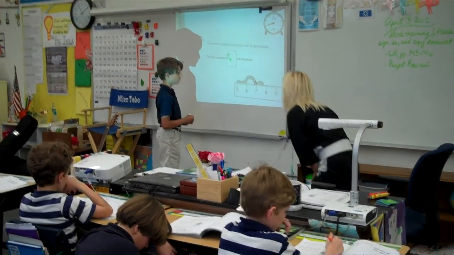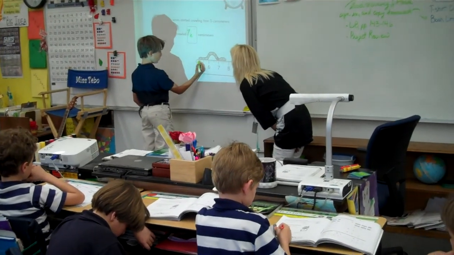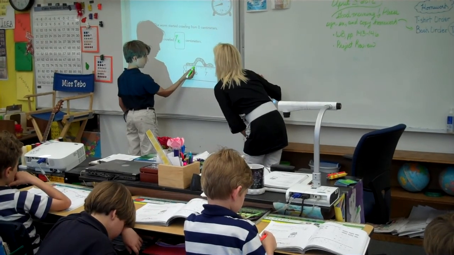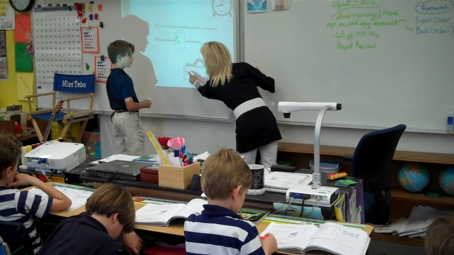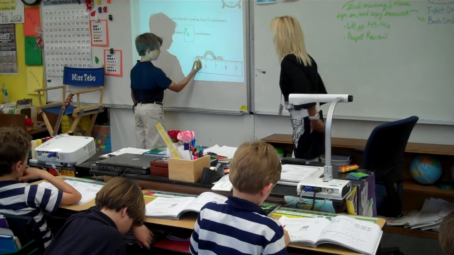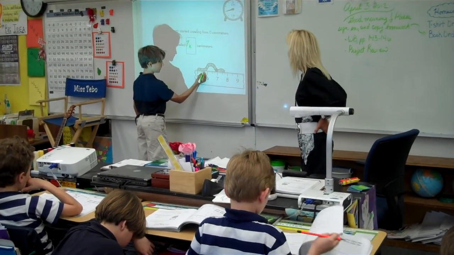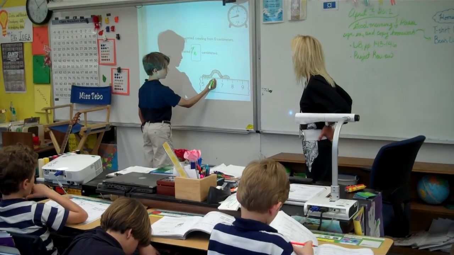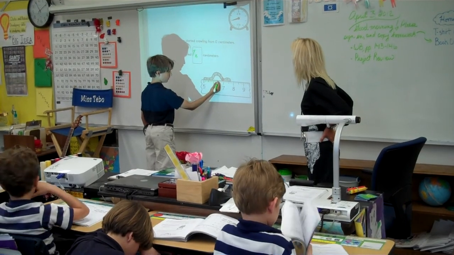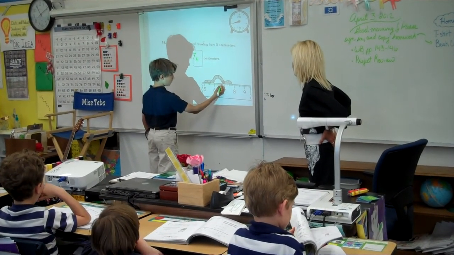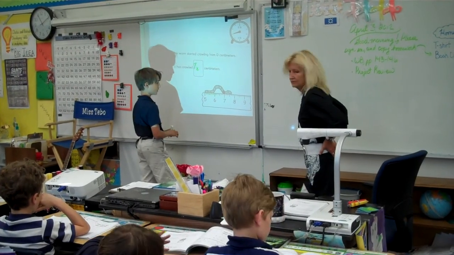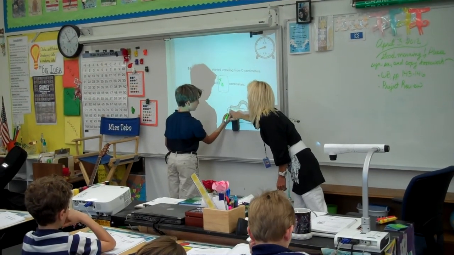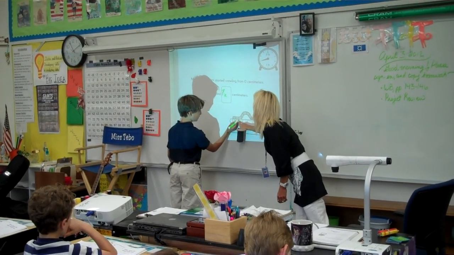12? You count 12? Show me. 1, 2, 3, 4, 5, 6, 7, 8, 9, 10, 11. Children, count the spaces. 1, 2, 3, 4, 5, 6, 7, 8, 9, 10, 11, 12, 13. Okay, so what do you have? 1, 2, 3, 4, 5, 6, 7, 8, 9, 10.